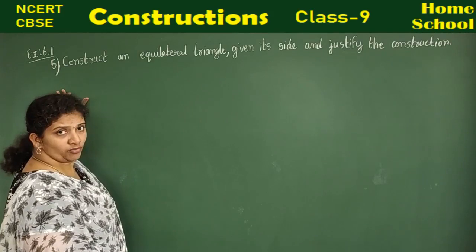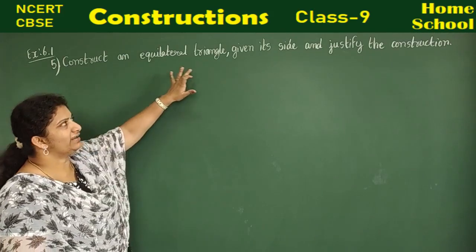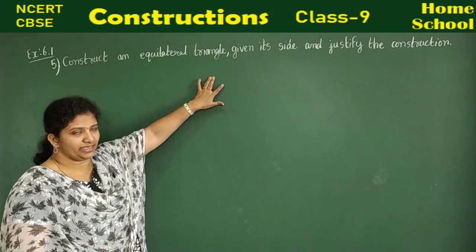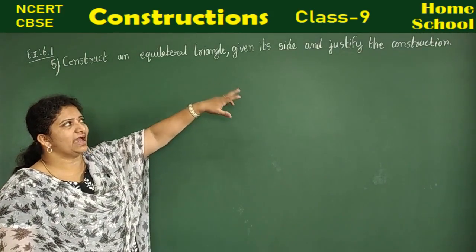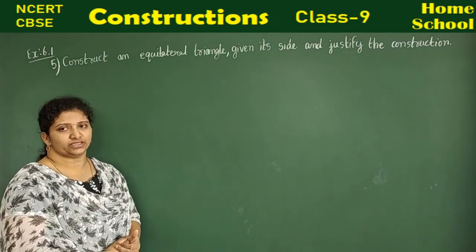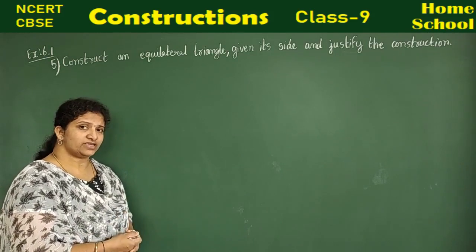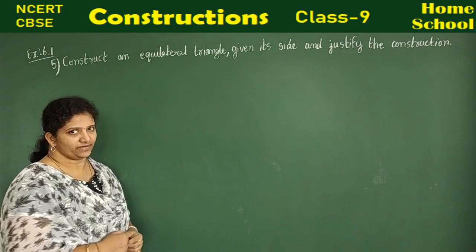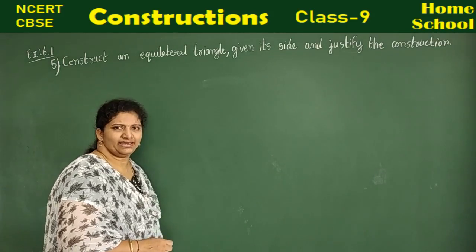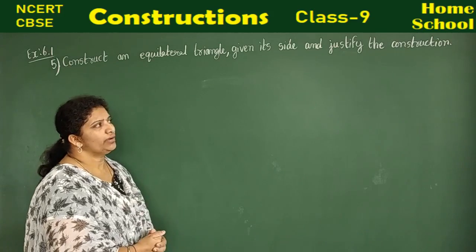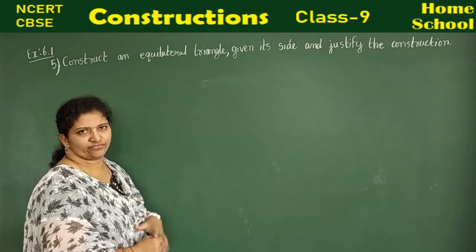See the fifth problem. Construct an equilateral triangle. Equilateral triangle means what? All sides are equal. Given its side, and justify the construction. Okay, we need to take a ray and then do the construction, and then we need to justify this. You need to construct an equilateral triangle. Suppose, how can we construct? Let's do a rough figure.